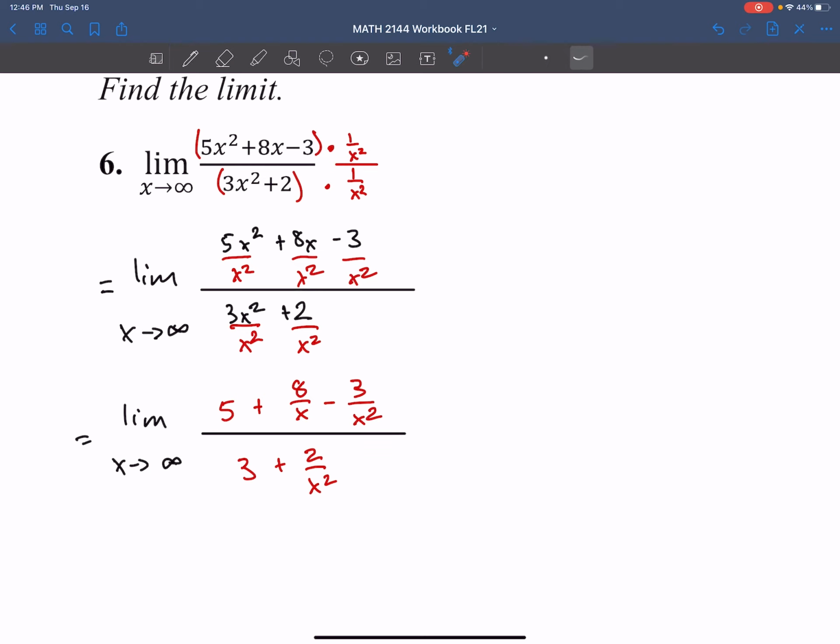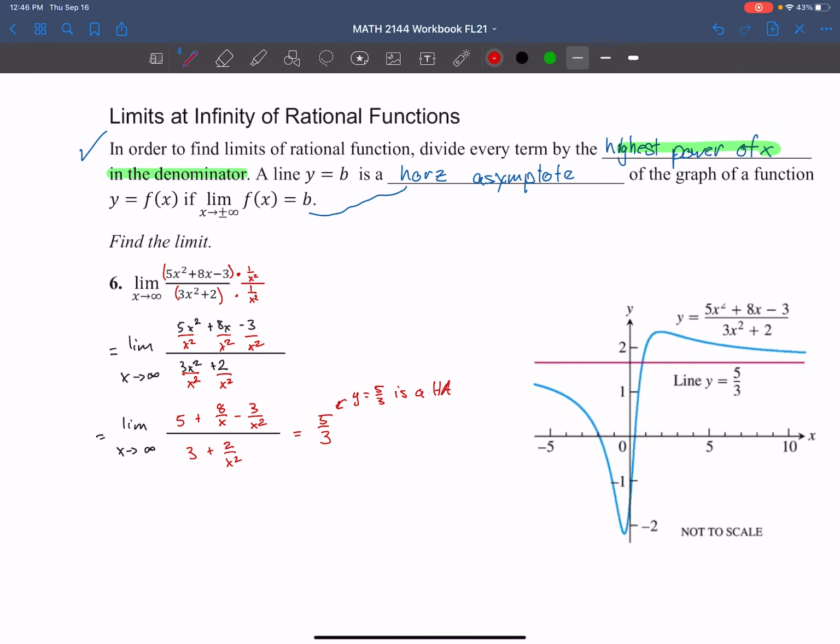And now you take the limit of each term independently. The limit of a constant is that constant, 5. The limit of all of these rational terms is 0. So the limit right here is just going to be 5 over 3, or 5/3. This is saying that y equals 5/3 is a horizontal asymptote, and we see that graphically right here.